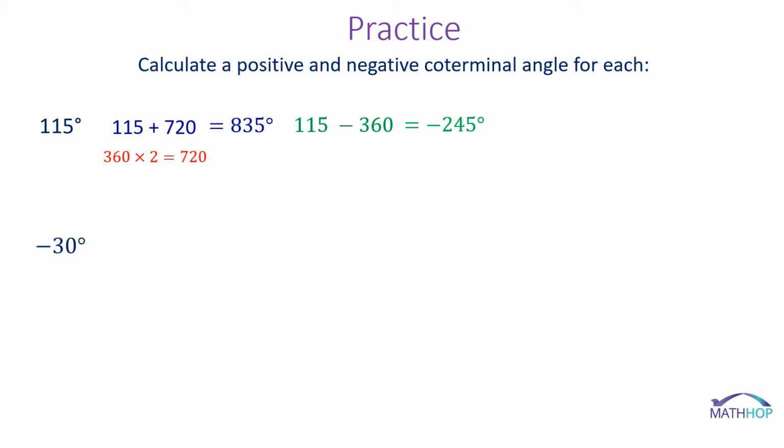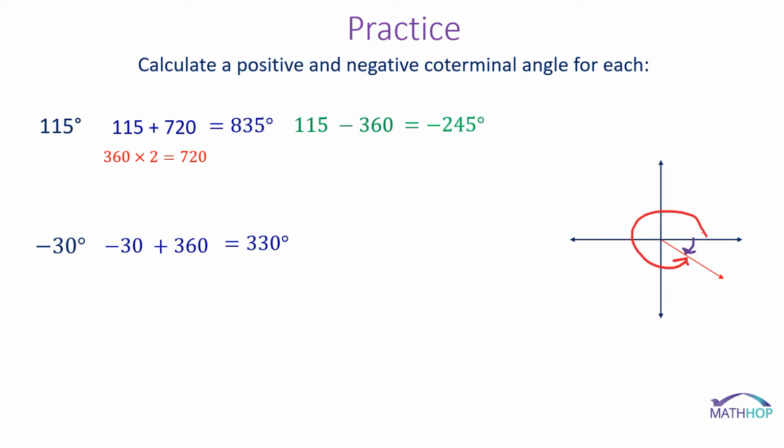Okay, let's start from a negative angle, negative 30 degrees. Now, from negative 30 degrees, I just want to add 360 and see where I am. Because negative 30 seems tricky, but really it's an angle we've seen before. Negative 30 plus 360 is 330 degrees.